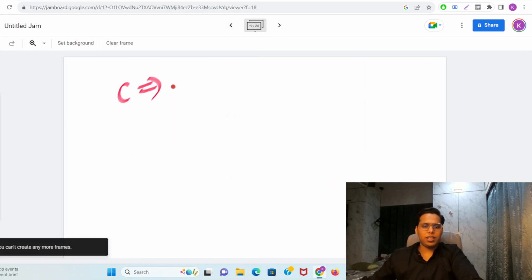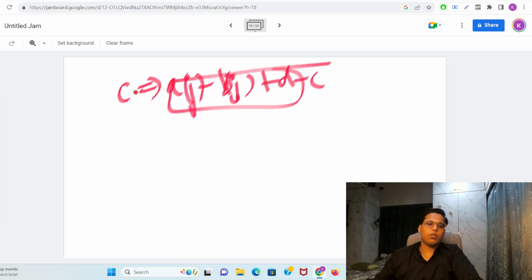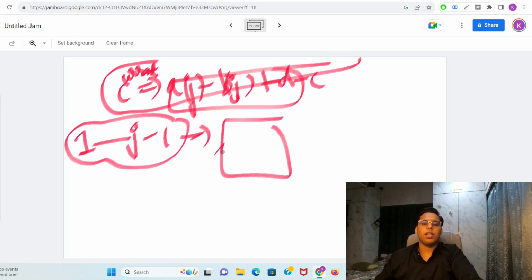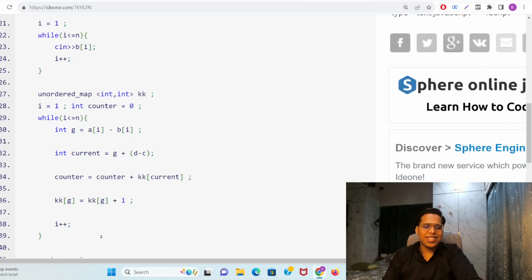Current is nothing but AJ minus BJ plus D minus C. As soon as you calculate the current, now you need to know how many times current is coming from 1 to j minus 1. This you have already stored in your hash map: current, frequency. So count answer equals answer plus kk of current. Kk of current tells you how many times current is coming as ai minus bi from 1 to j minus 1. And your job is done, guys.